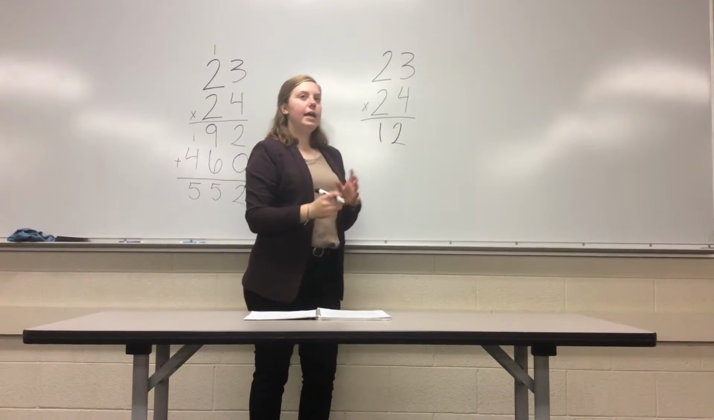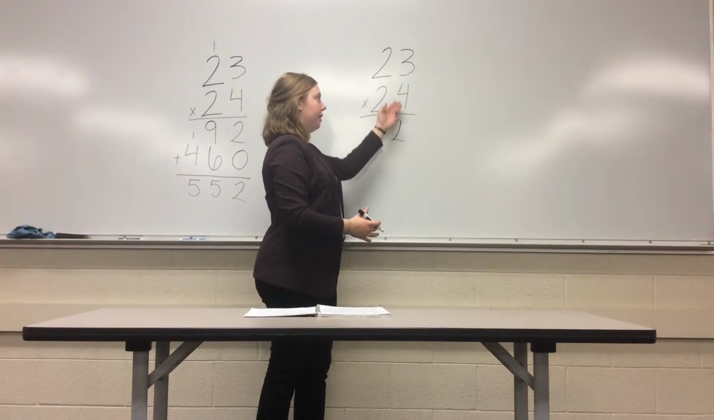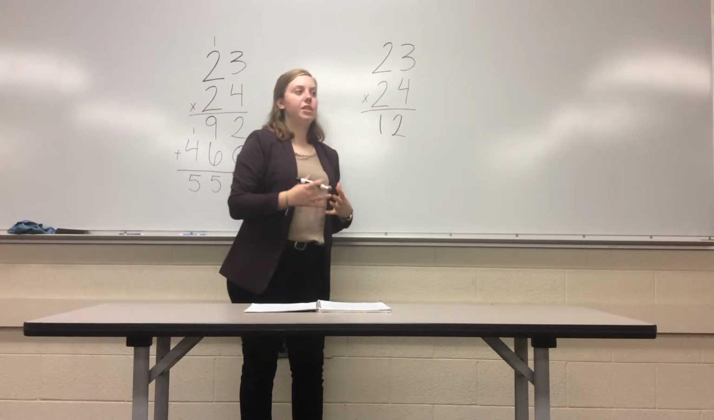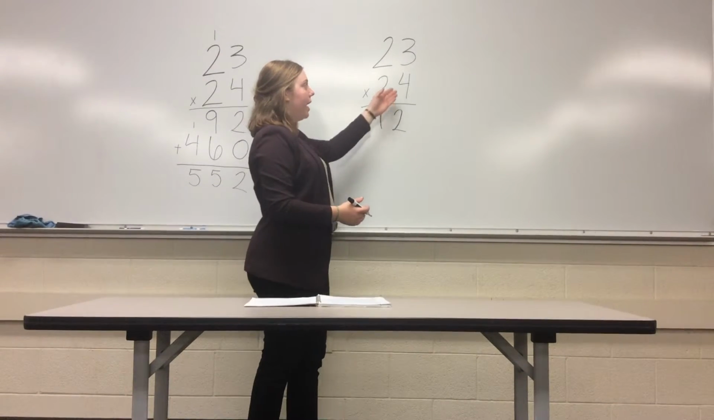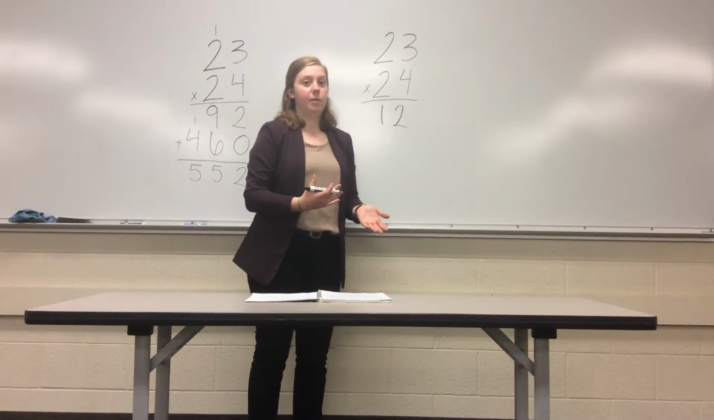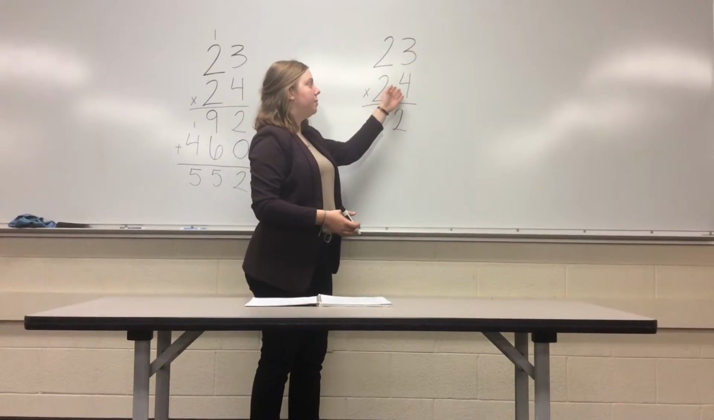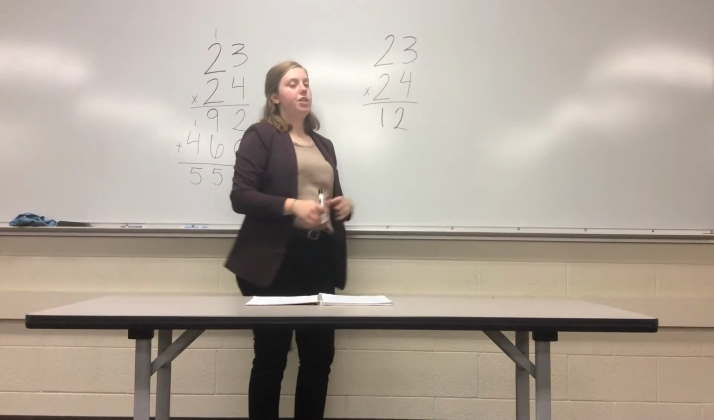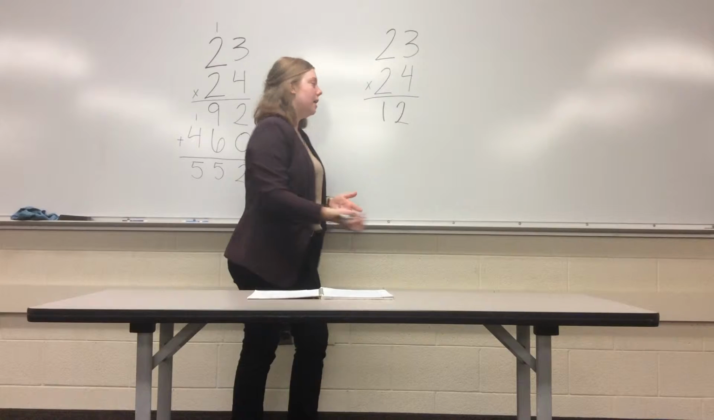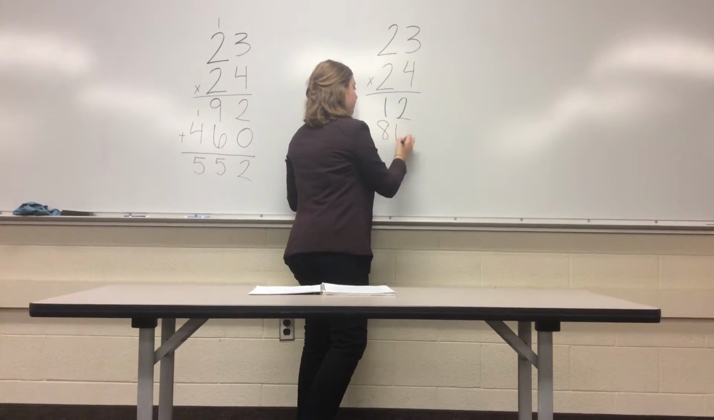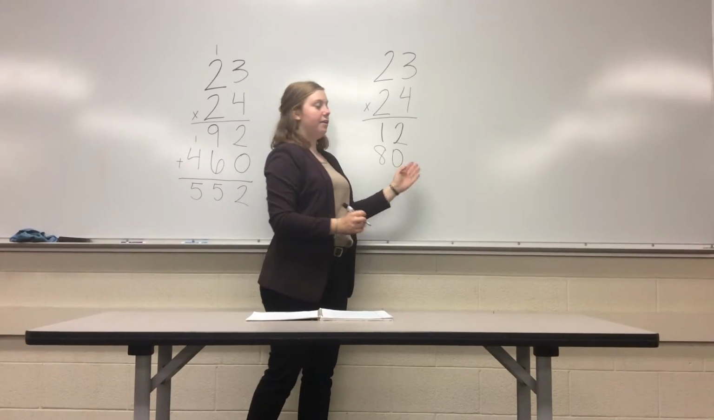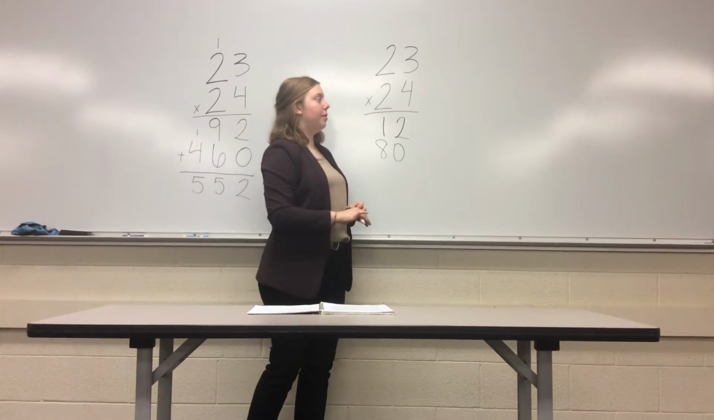So next what we're going to do is multiply the 4 by the 2. But since it's in the tens place, we're going to allow the 2 to be a 20. So we're going to forget about the 3 because we've already dealt with the 3. We've already multiplied by it and used it. We're going to multiply the 4 by the 2 and make it 4 times 20. So 4 times 20 is actually 80. So now we have the numbers 12 and 80 from our first set of multiplication problems.